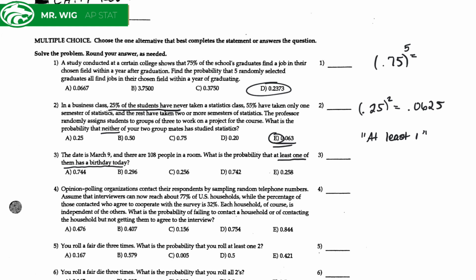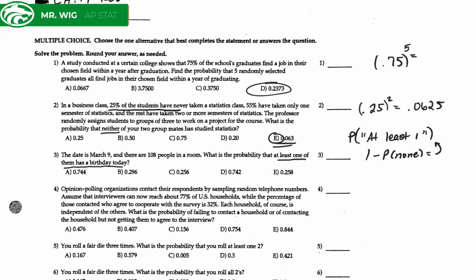And when I do that, I can do this formula. 1 minus the probability of none is equal to the probability of at least 1. Okay, let me put this up here. The probability of at least 1 is equal to 1 minus the probability of none happening.